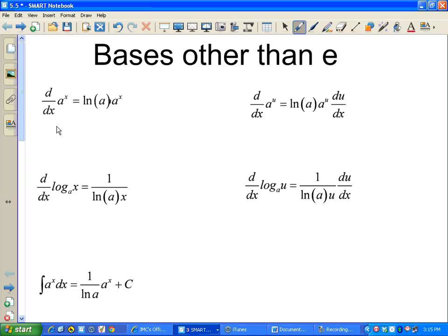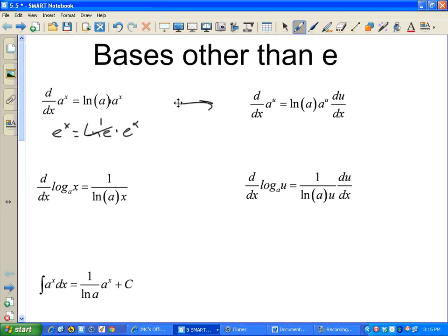If we use this formula to take the derivative of e to the x, we would have the ln of e times e to the x, and of course the ln of e is 1, so we'd have 1 times e to the x, which is just e to the x. So this holds true based on what we know about the derivative of e to the x.